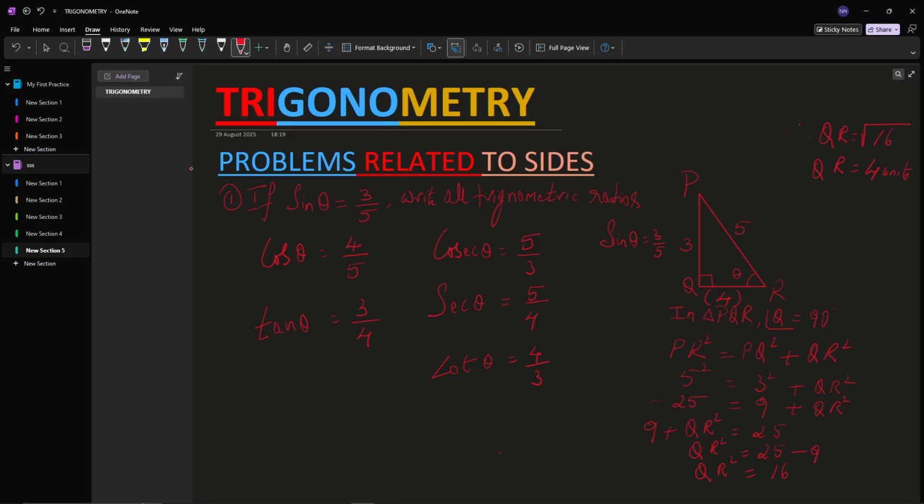Now any problem, if it is based on the side ratios, then you take up the function, put it on the right angle triangle, and then find the third side which is remaining, either the hypotenuse or one of the other two sides. Then go on applying the trigonometric ratios and you get those particular values. This is the simplest of the basic problems which is to be looked into. We'll look into one more problem.